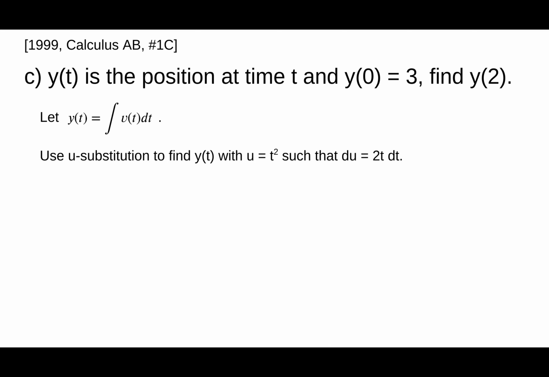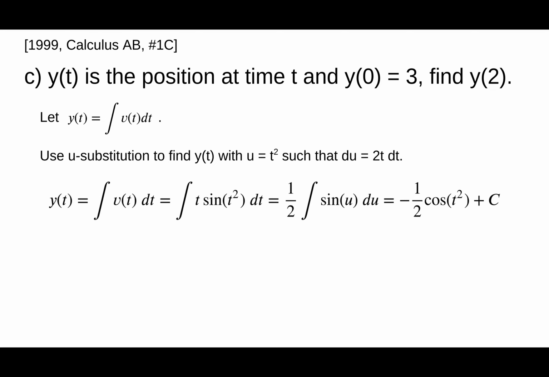If we let u equal t squared and then du is equal to 2t dt, then y of t will equal the indefinite integral of t times sine of t squared dt, which is 1/2 the indefinite integral of sine of u du, and sine is one that we should know the antiderivative for. The antiderivative of sine is negative cosine. So we get negative 1/2 cosine t squared plus c.